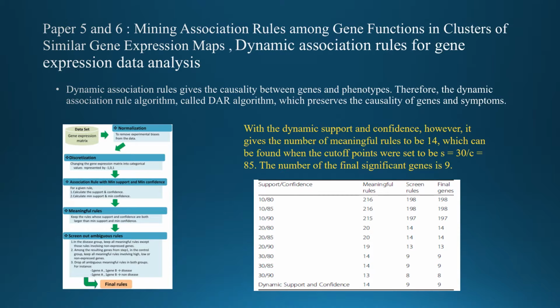In papers 5 and 6, I've combined both papers: mining association rules among gene functions in clusters of similar gene expression maps, and dynamic association rules for gene expression data analysis. Here a modified version of association rules has been used, that is the dynamic association rule, which gives a causality between genes and phenotypes, which is a very important relationship in biological data. And here, the DAR algorithm has been used to preserve the causality of the relationship between genes and symptoms.